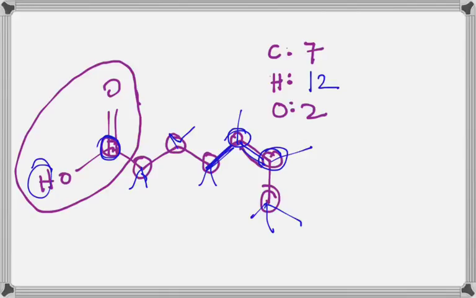So what's another word for cis? Or what's another word for trans? If something is trans, it's opposite, right? Cis means same. So what are we actually referring to? We're actually referring to the carbons adjacent to that double bond.